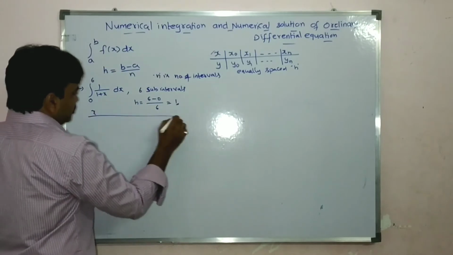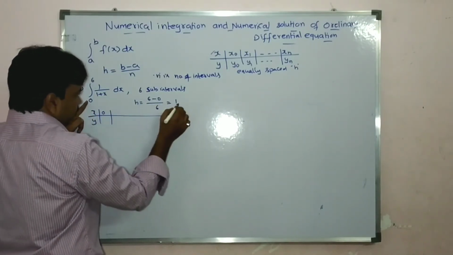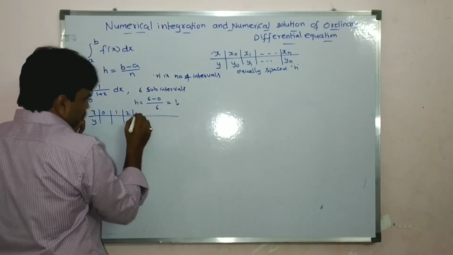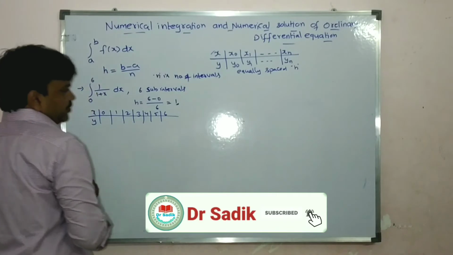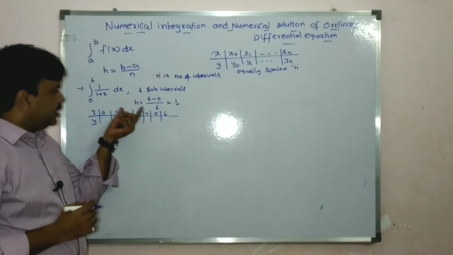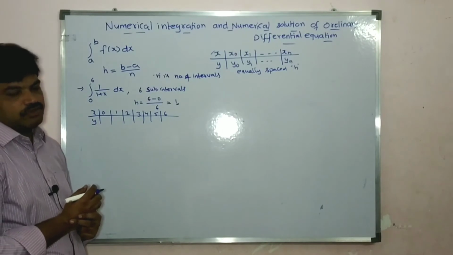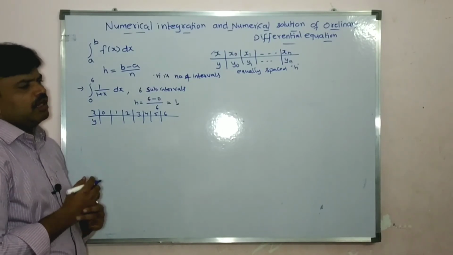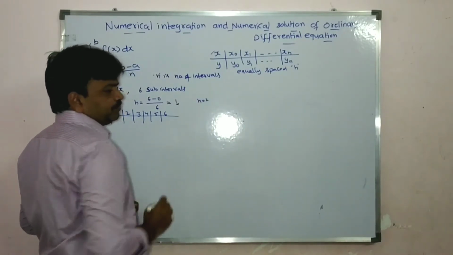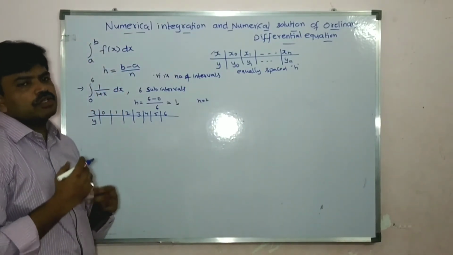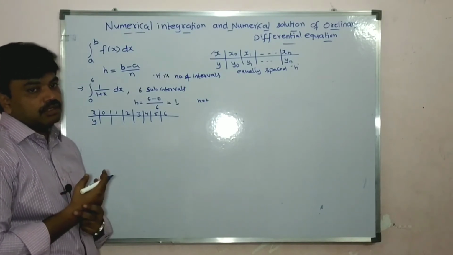Now we can draw the table like this. 0 is the starting point and we keep adding 1: 1, 2, 3, 4, 5, 6. In this way we construct a table, students. Or sometimes the h value is given directly: h is equal to 2, or h is equal to 3, or h is equal to 1.